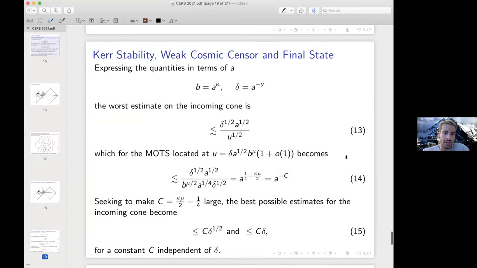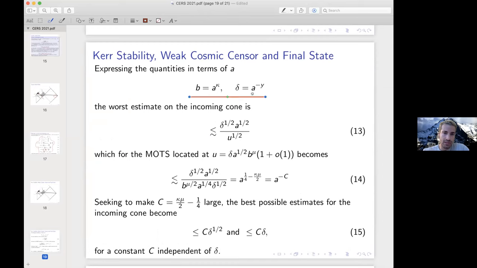So this is what this slide is saying. Express everything in terms of delta or A or B. This is the extra parameter freedom that is allowed to you by the quantitative version of Christodoulou's result, which you didn't have before, and that came from An-Luk. The worst estimate is like this. The MOTS is located here. So evaluating this, you get something like this, and then you want to make this C as big as you can. A is a large constant. And so you end up with estimates that look like this, where C is independent of delta. This C is not the same as this C.